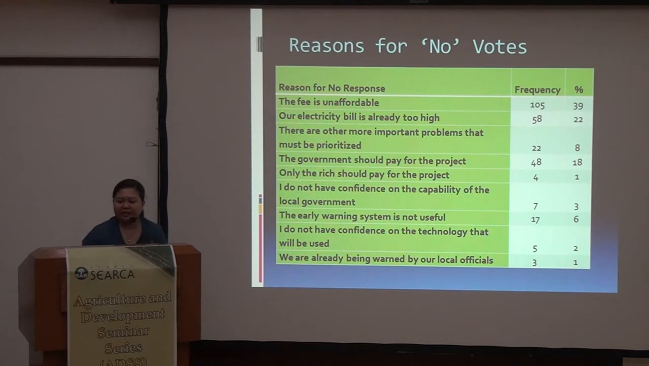Reasons for no votes. What is important are two reasons. First, the government should pay for the project, and second, only the rich should pay for the project. These are also considered protest bids because they signal free riding. So you have the option to eliminate these values, and by doing so, you actually raise your average estimate of willingness to pay. But you can also choose to retain them to make your estimate a little bit lower.